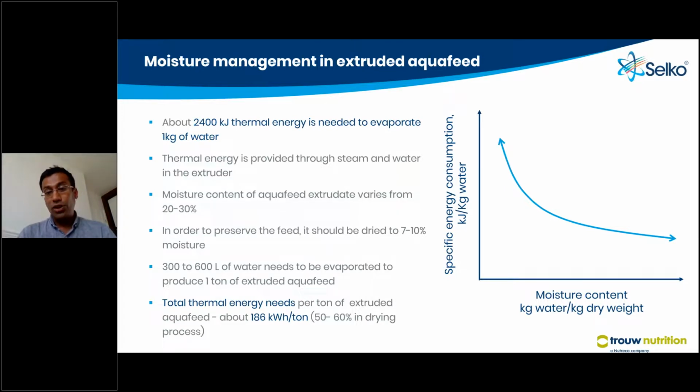The other aspect is that the amount of energy needed to dry is not linear. If you dry to 10% moisture, you need less specific energy per kilogram of water, and if you dry to 8% or much lower, you need to put in more energy to get the water out of the pellet. So it is important to optimize moisture management in the extrusion process.